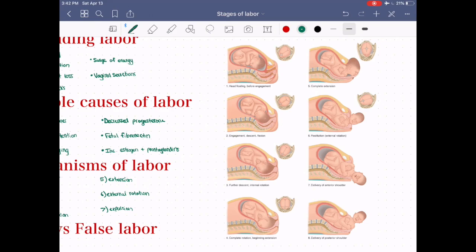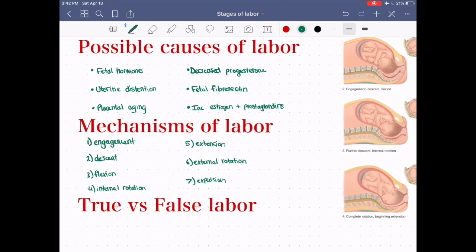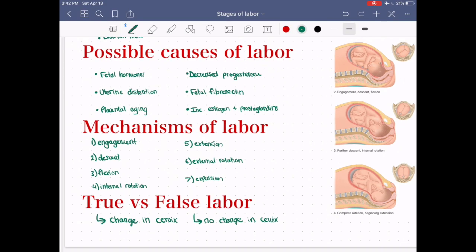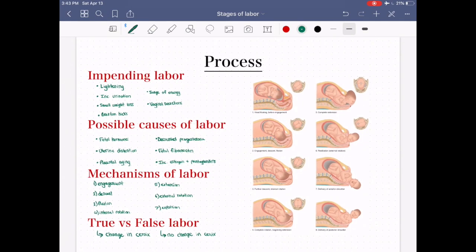Now we're going to discuss the difference between true and false labor. The biggest indicator between true and false labor are not the contractions themselves, but actual change in the cervix. So we want to see dilation and effacement. You do want to assess the contractions. You want them to be regular and increasing in intensity. However, with false labor, the contractions are irregular. There's no change in the cervix. You might have Braxton Hicks, but at the end of the day, if there's no change in the cervix, we know it's not true labor.